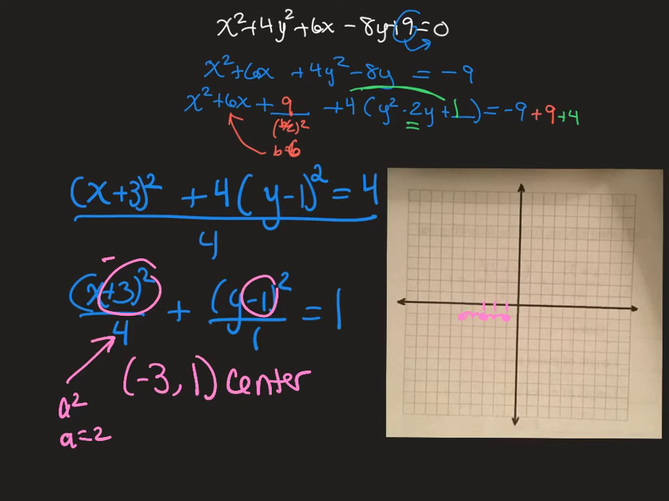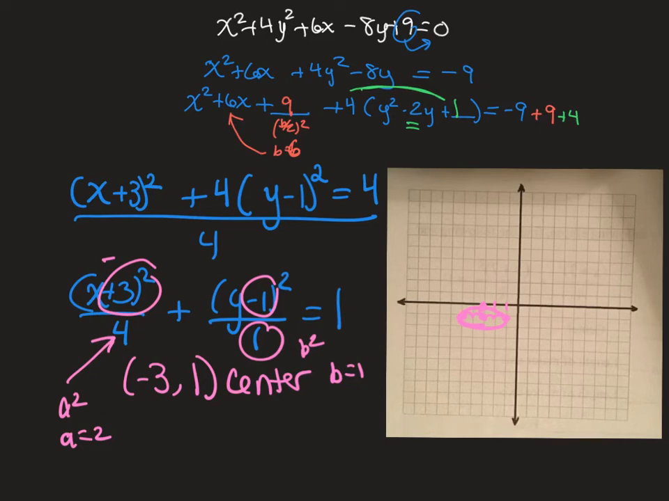Again, the reason I knew to go side to side is because the bigger number was under the x stuff. If the bigger number were under the y stuff, then I would have gone up and down that 2. This is going to be my b squared. So the square root of 1 is 1, so b equals 1. So I'm going to go up and down 1 for my co-vertices. This is going to be the smallest little ellipse ever. There's my ellipse right there.